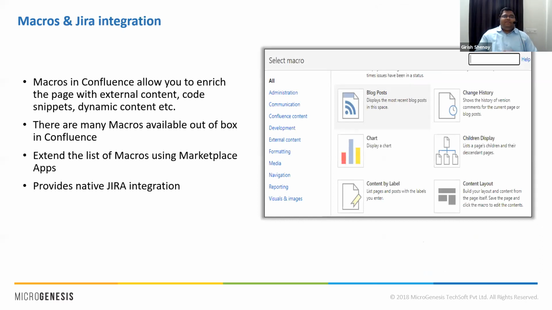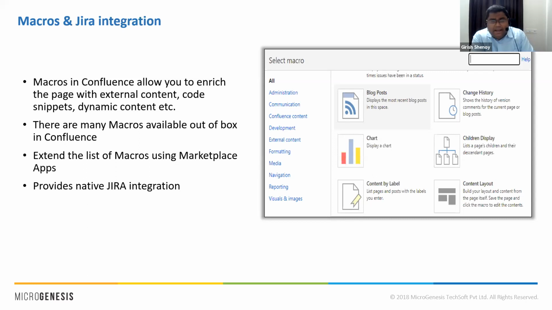And then the very interesting thing is macros and Jira integration. Macros in Confluence allow you to enrich the pages with external content. Let's say you want to add a YouTube video, you can embed that in your Confluence page. You can embed your Word file, Excel file, PowerPoint, endless possibilities. You can purchase third-party macros, which allow you to run SQL queries from within a Confluence page and get the results directly in the page.